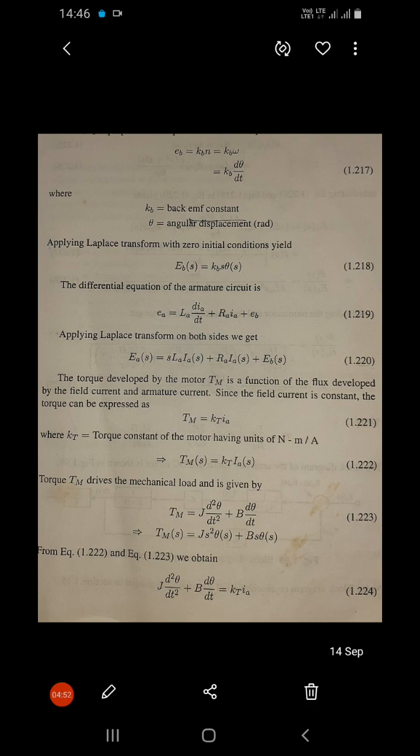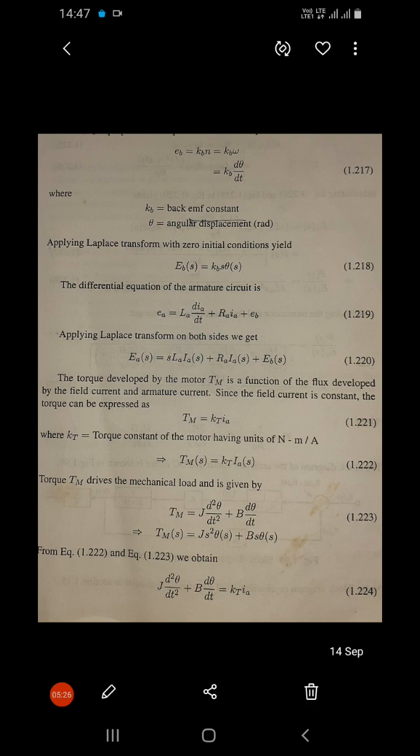Now if we apply the Laplace transform with zero initial conditions to this equation, 1.217, the equation becomes a frequency domain equation. After applying the Laplace transform, E_B(s) is equal to K_B into s into theta(s).